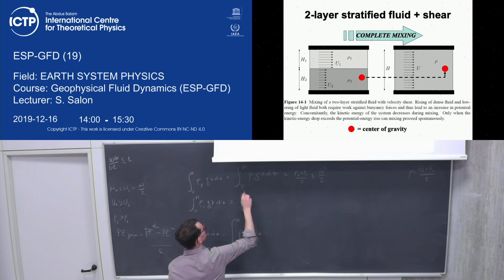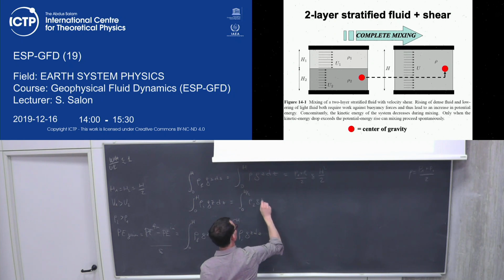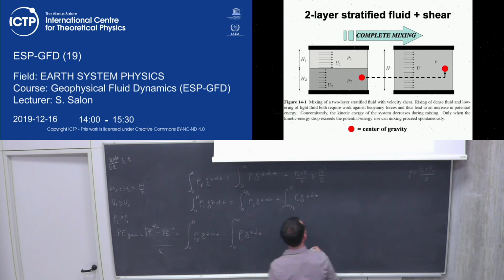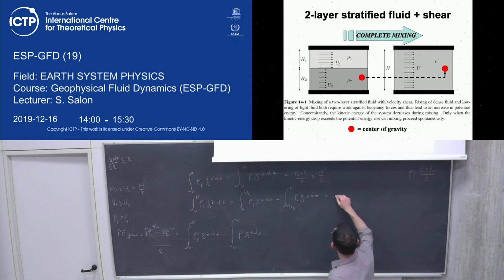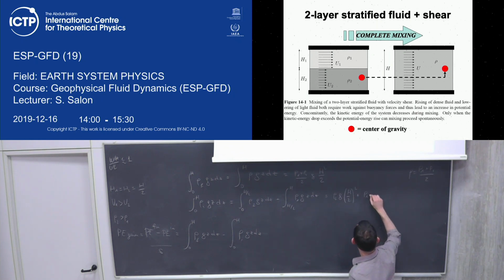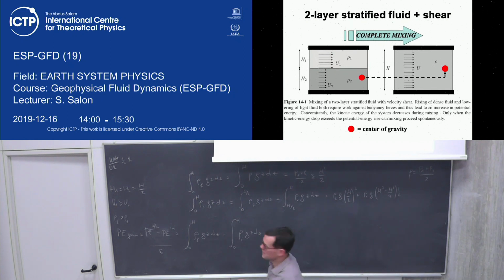So from 0 to h/2, I will have rho 2 g z dz, plus from h/2 to h, rho 1 g z dz. So this will be equal to rho 2 g h/2 squared plus rho 1 g, and then I will have h minus h/2 to the fourth, divided by 2. Okay, this is very easy, and I don't want to bother you too much.